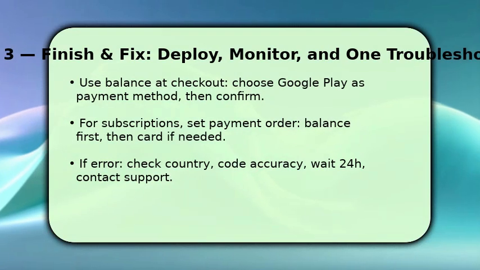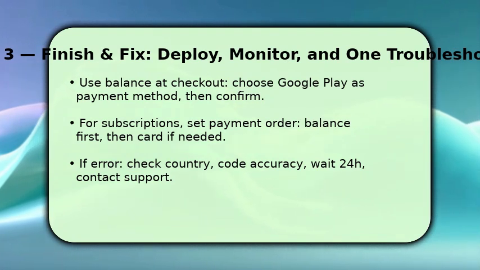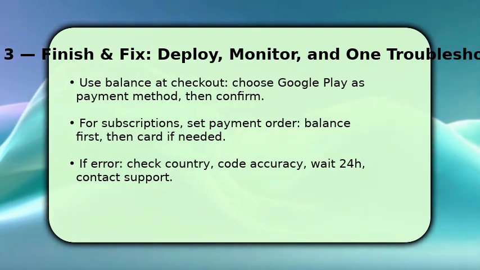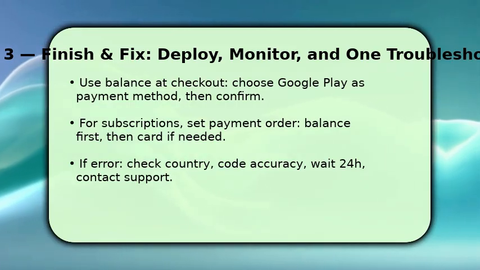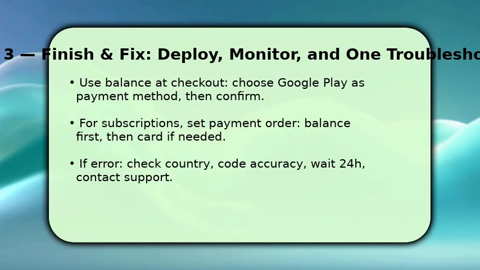Now use your balance. Pick an app, subscription, or in-app item. At checkout, select Google Play Balance as the payment method and confirm the purchase. For subscriptions, make sure payment order applies balance first. Go to Payments and Subscriptions to set preferences.